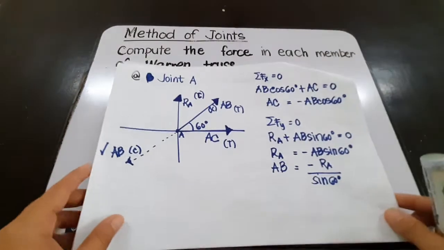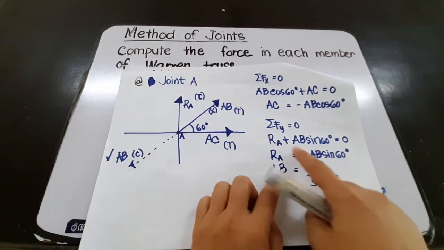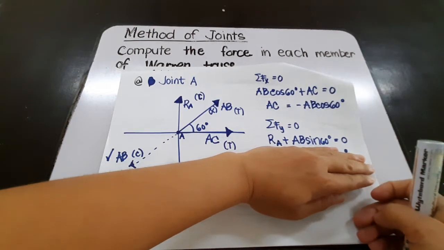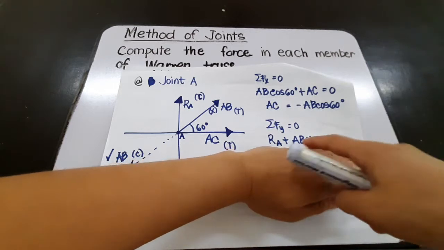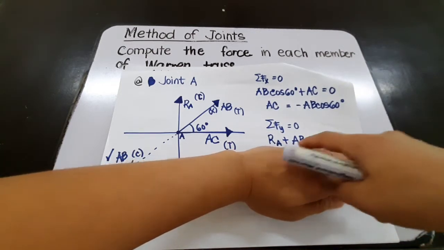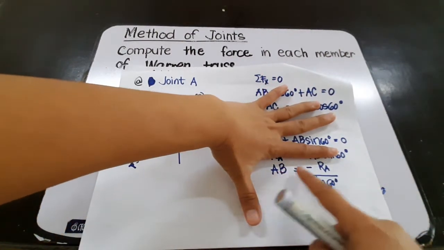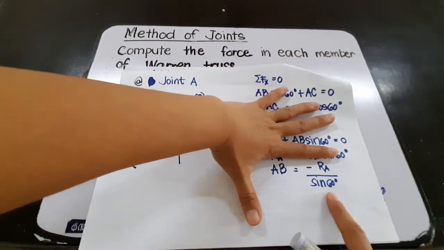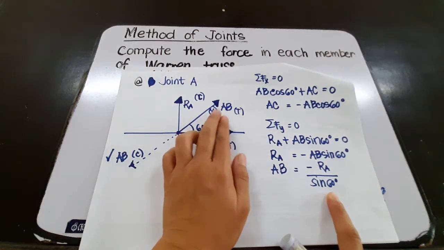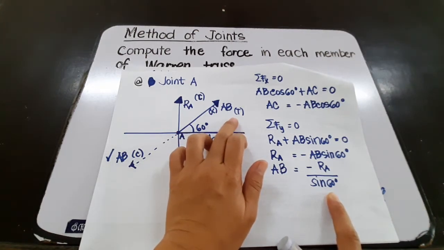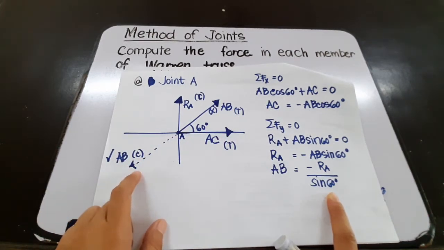So that means that instead of RA being the negative value, let's redo this one. We can say that AB sine 60 is equal to negative RA, and so AB is equal to negative RA over sine 60. That would mean that instead of AB being the tensile force, AB should be the compressive force.